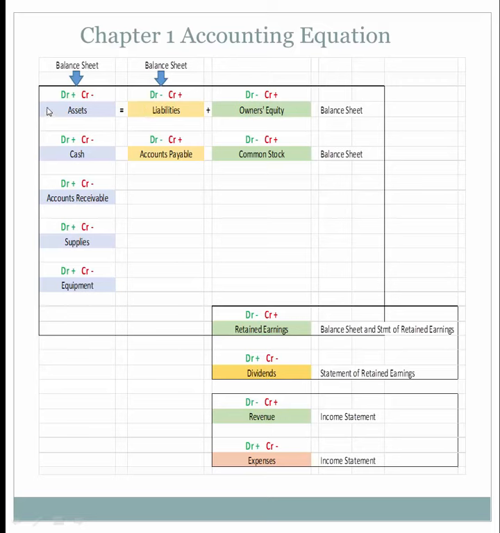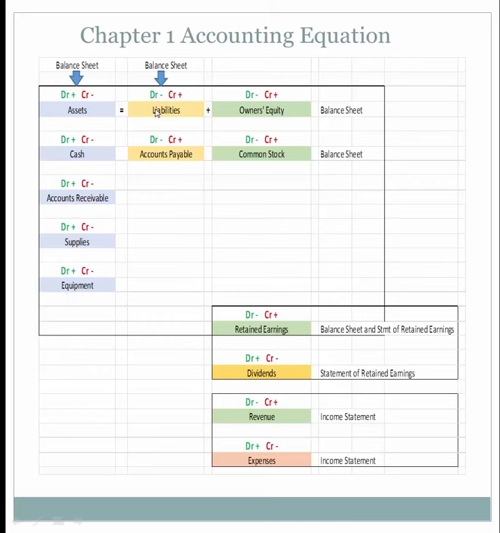The assets are on the left side of the equation and the liabilities and owner's equity accounts are on the right side of the equation. The asset or left side of the equation can be said to be debit based and the right side, or the liabilities and owner's equity accounts, can be said to be credit based. Therefore, assets increase with the debit, and we see some of the assets we learned about in Chapter 1. They're increasing with the debit.